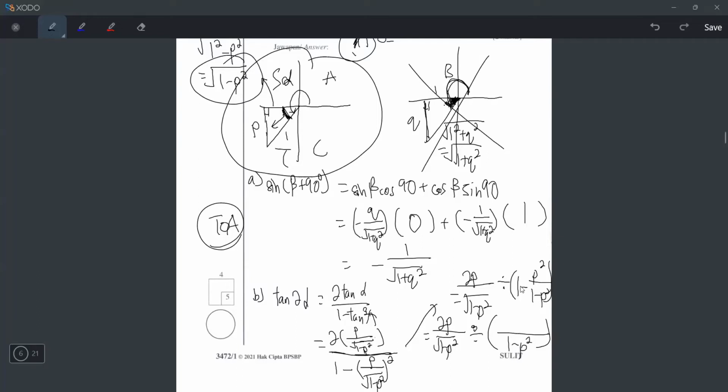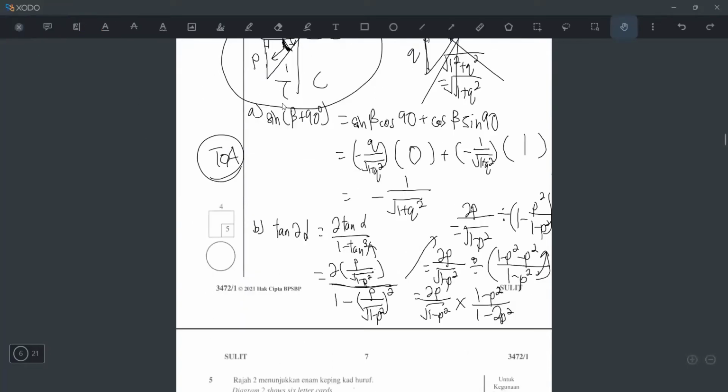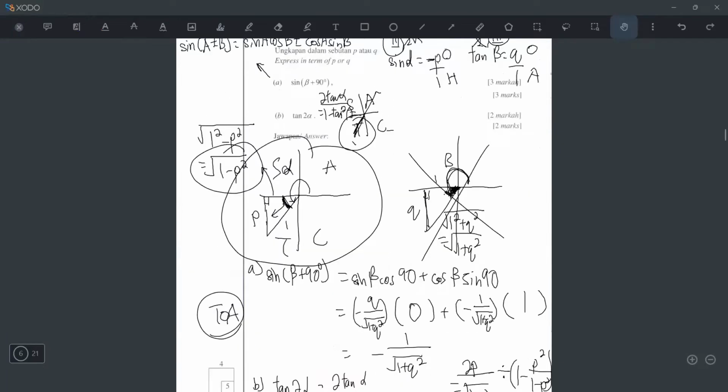So how to make it a single fraction? This one, the 1, just multiply by 1 minus p square. You will get 1 minus p square minus p square like this. And then now you become 2p over square root 1 minus p square, divide becomes times, and then 1 minus p square over this, flipped already. So the 1 minus p square sits on top already. And then the bottom will be 1 minus p square minus p square, which is 1 minus 2p square, right? Okay, let's continue.